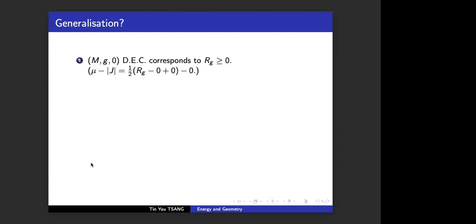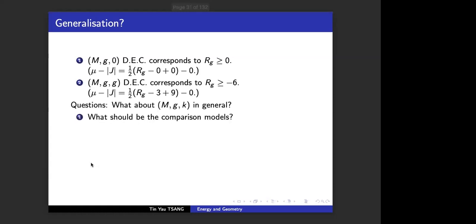So now we have some information. We are ready to ask for the generalization of those dihedral rigidity results. So first of all, we consider (M, g) itself as (M, g, 0). Then we can tell that the dominant energy condition, at this moment I consider three dimensions, means the scalar curvature will be non-negative. If we consider hyperbolic space as an umbilic initial data set in Minkowski space, then (M, g, g) corresponds to scalar curvature greater than or equal to negative 6. So what about (M, g, K) in general?